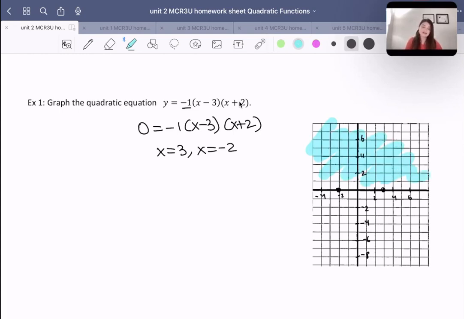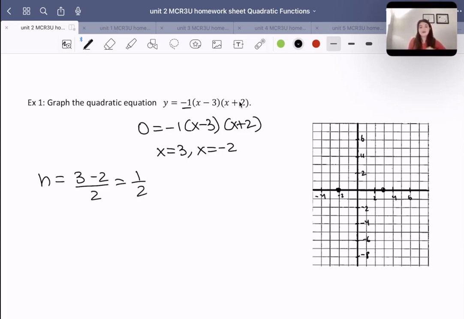Of course, it's not enough to just randomly draw one and hope it's the right vertex. We actually have to find the vertex, which we have done previously. So to find the vertex, we need to find H and K. So to find the x-coordinate of the vertex, which is also known as h, we need to find the average of the zeros. So the average of the zeros would be 3 plus -2 divided by 2, which is 1 over 2. Okay, so there's our x value.